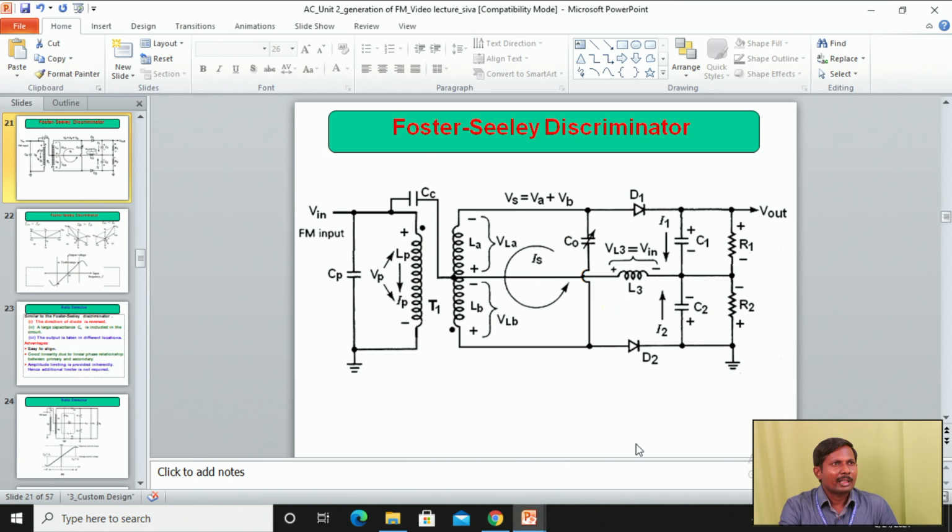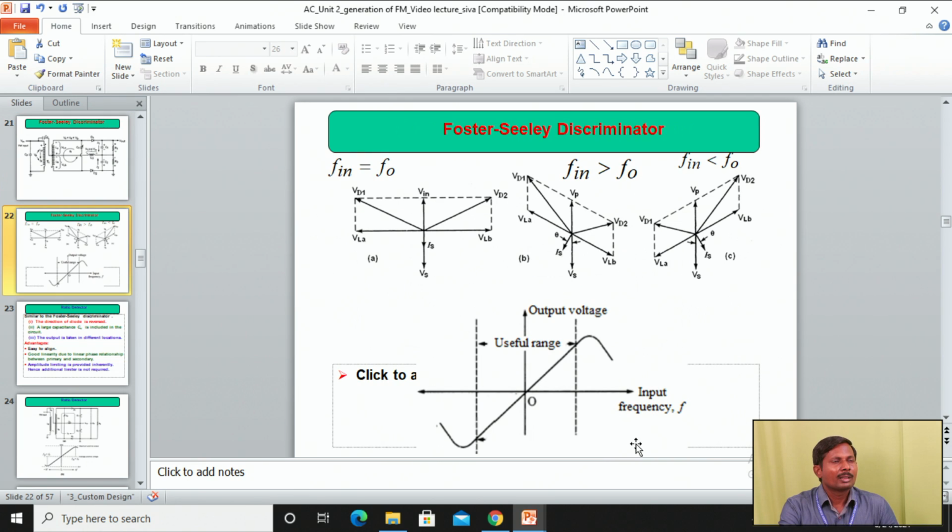Similarly, in the input section, the FM input is fed into the transformer. The transformer consists of a primary and a secondary. In the secondary section, the diodes D1 and D2 are present. The characteristic curve is also similar to the balanced slope detector.